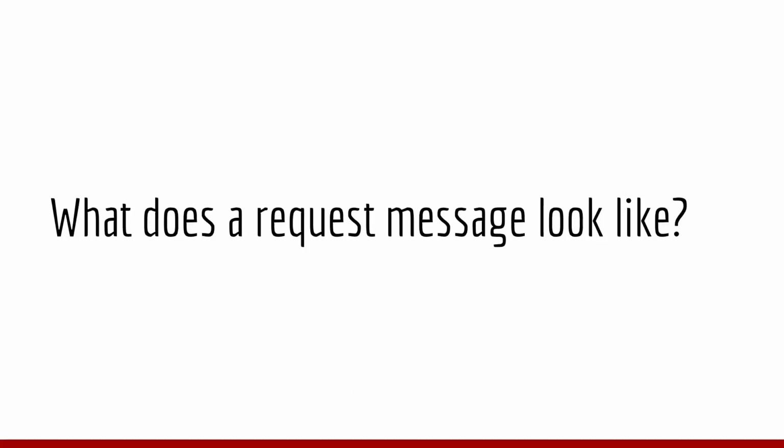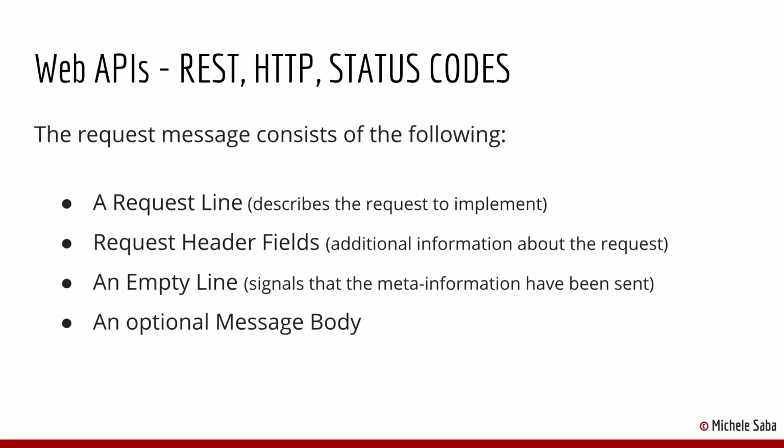What does a request message look like? The request message consists of the following. First of all, a request line that describes the request to implement. Then we have the request header fields, which might contain additional information about the request. Then we have an empty line, which signals that the meta information, meaning the information about the request itself, has been sent. And then we have an optional message body.